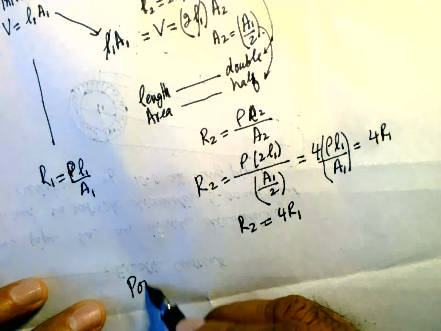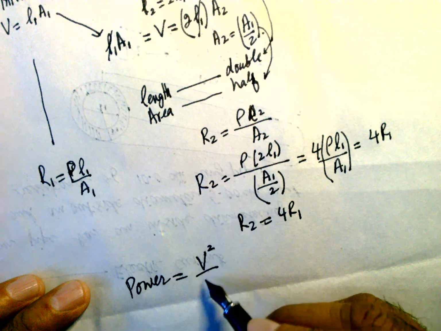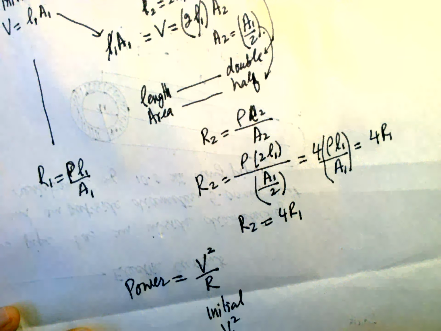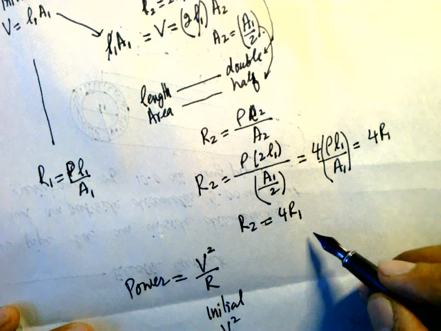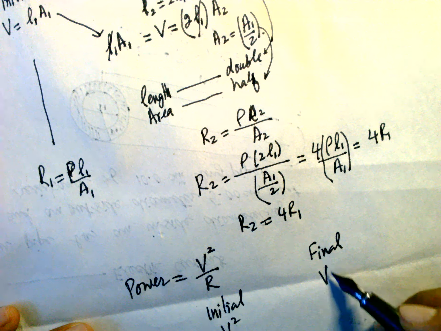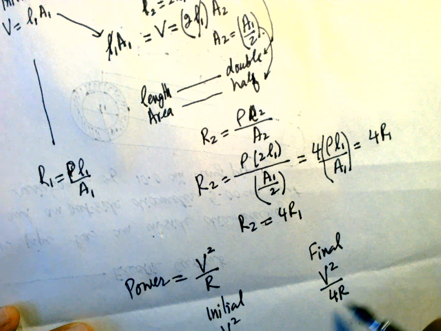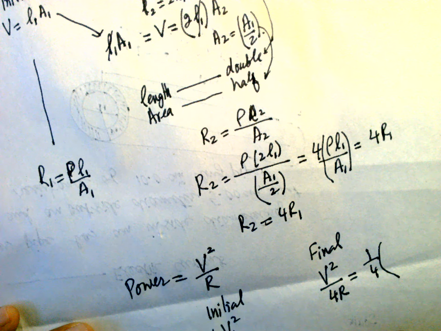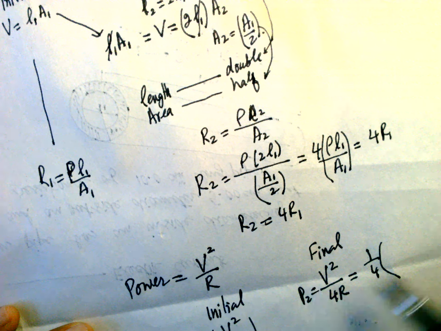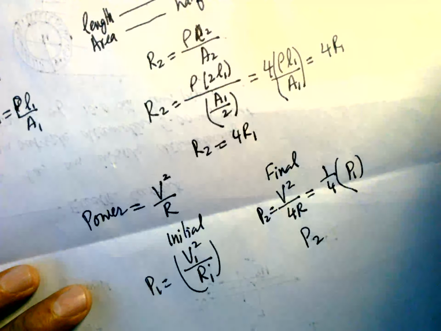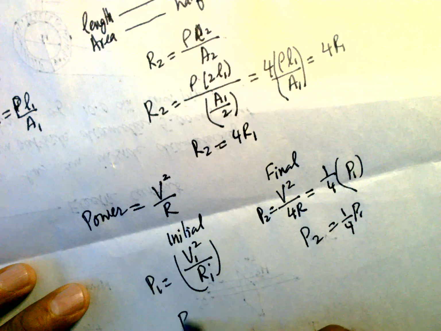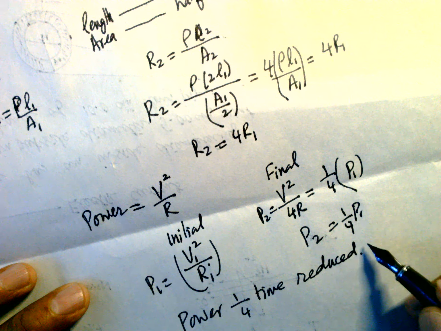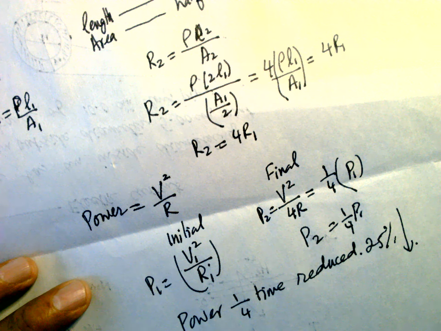So resistance is 4 times. So the power across a resistor is V square over R. So initially it is V square over R1, and final is V square over 4R. So that means 1 over 4 times. This is power initial, P1, and this is power 2. So the power P2 is equal to 1 by 4 of the power P1. So power is reduced by 1 by 4 time, 25% comes down, reduced. So this is the answer.